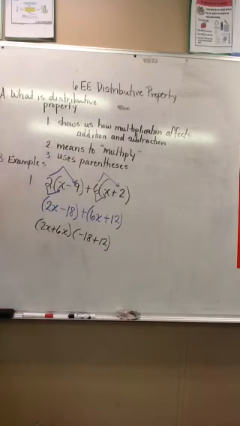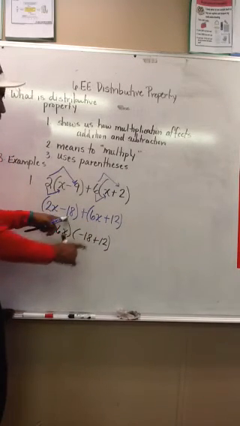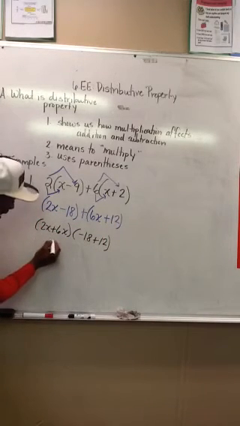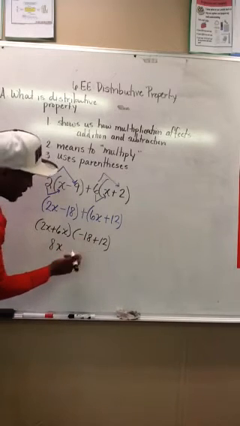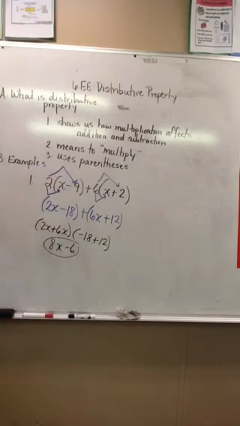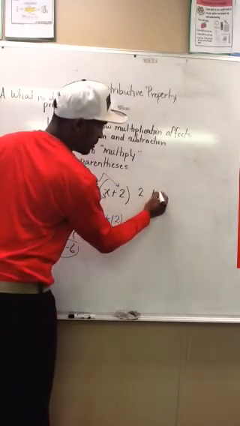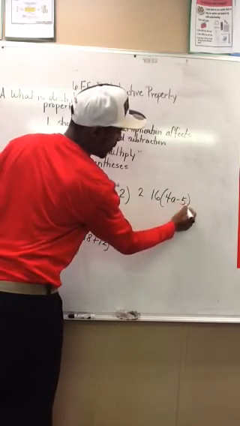Notice all I did was group the like terms. The 2x and the 6x are alike. The negative 18 and the positive 12 are alike. So we just combine them. If I add these, I get 8x. Negative 18 plus a positive 12 gives me a negative 6. I'm finished. Okay. Number 2, I give you 16 times (4a minus 5).